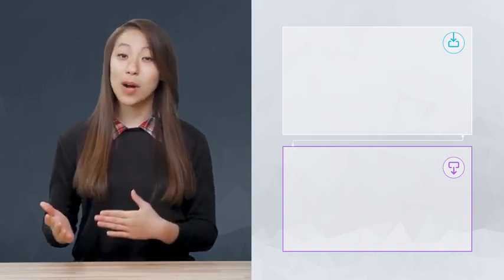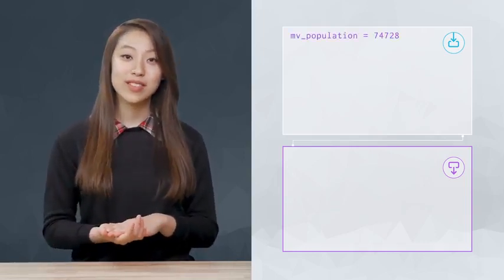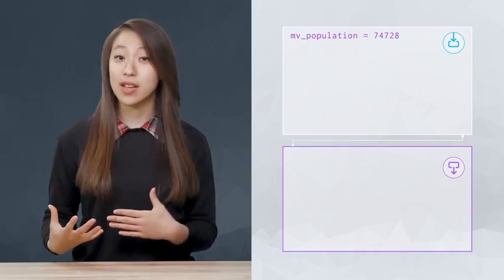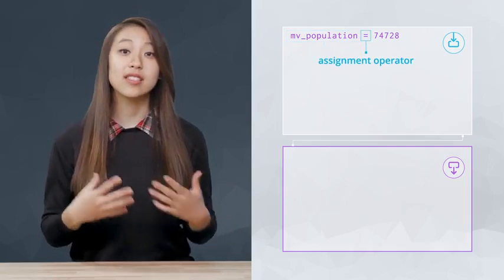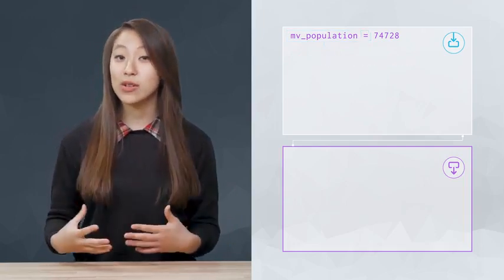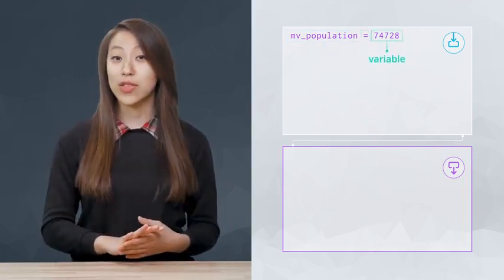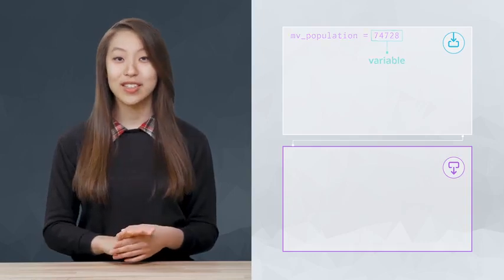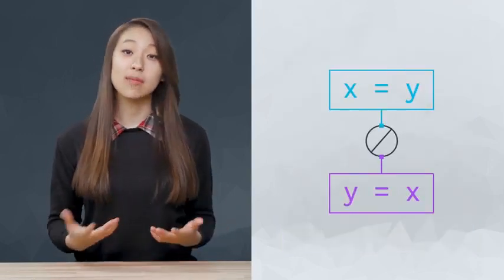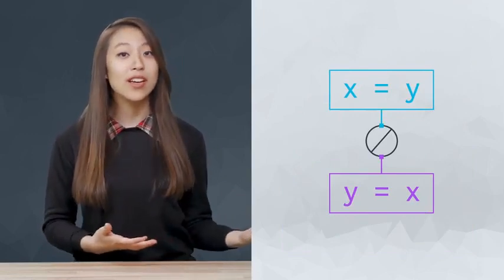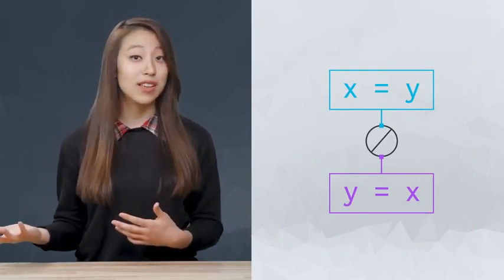Here's one which stores the population of Mountain View. The variable name in this example is mvPopulation. The equal sign is the assignment operator, and the value of the variable is 74,728. Notice this isn't simply an expression of equality, like in math, where x equals y and y equals x mean the same thing.